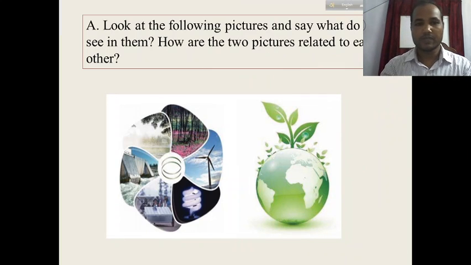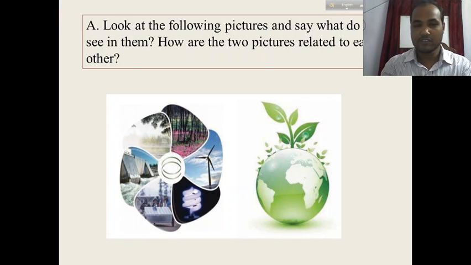Dear learners, look at the picture. There are two pictures for you. What do you see in the pictures and what is the relation between the pictures? That means, first question for you, what do you see in them and what is the relation between the two pictures? You will have to write it in the comment box. I want to see it. Okay? Start to write.